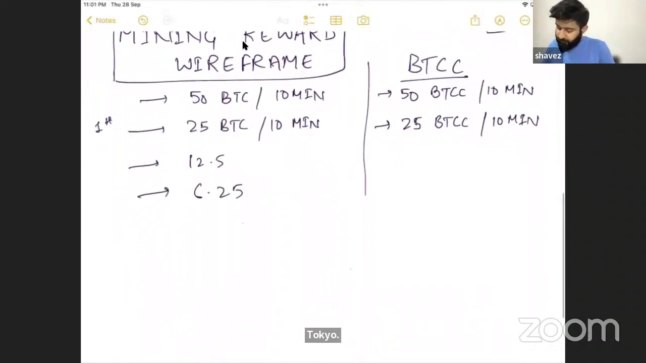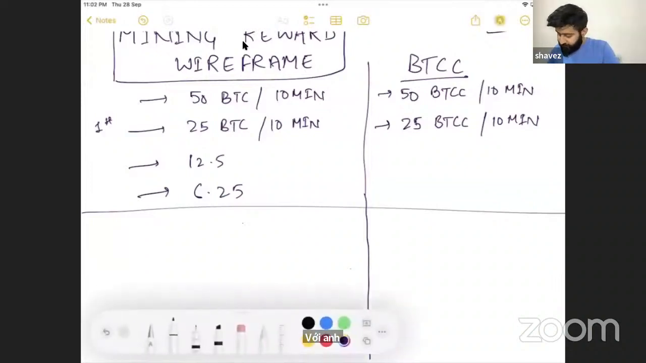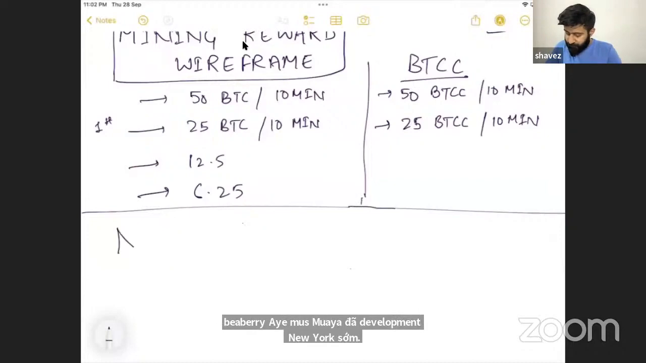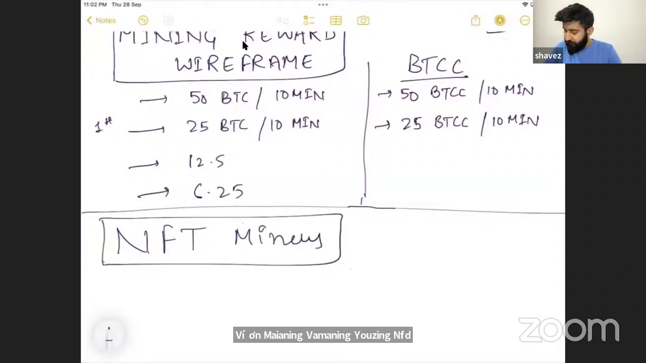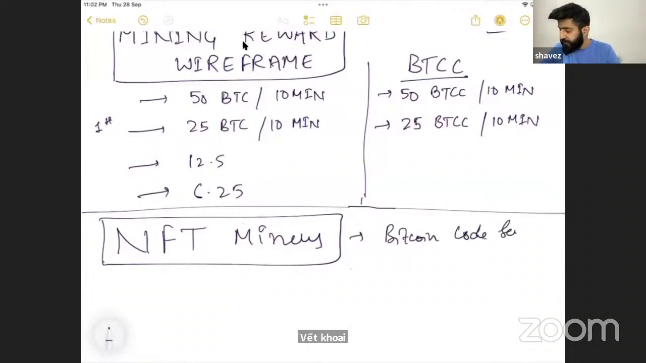So the Bitcoin mining, where the people, the developers, they used the mining equipment to mine. We are mining using NFT miners. Bitcoin code series miners, right?